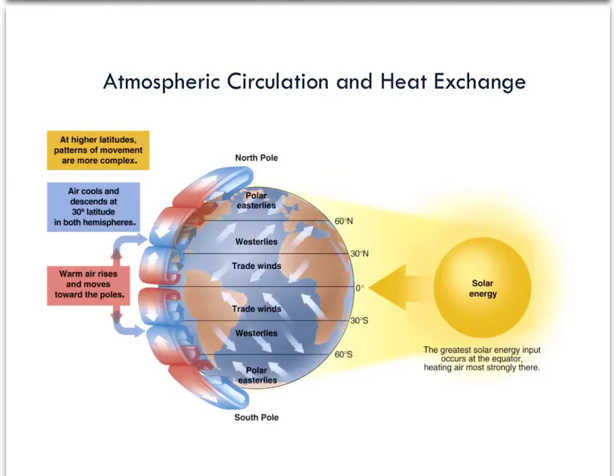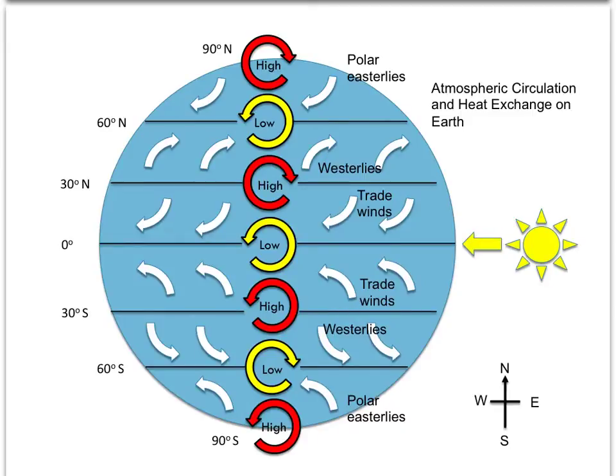And so this diagram really shows what's going on when you have the uneven heat exchange and you have the Coriolis effect. You get a low pressure system at the equator because you have warm air rising, and so you have a low pressure system. Because of the Coriolis effect, it's going to cause this deflection in the counterclockwise rotation.